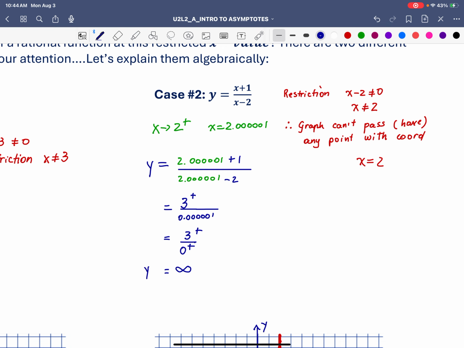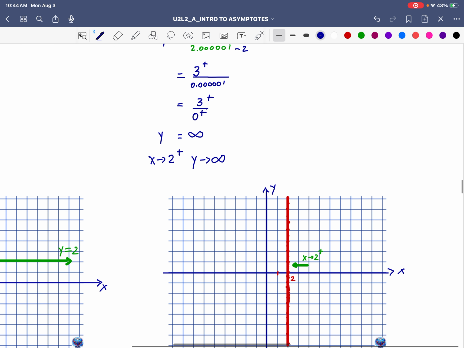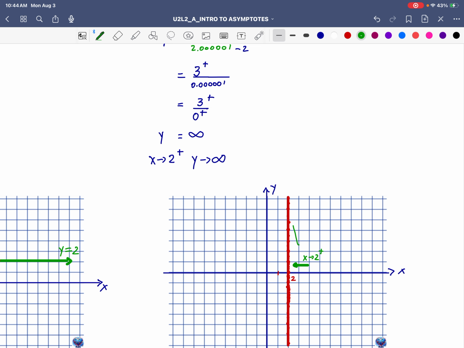So therefore, we're going to say that when x is approaching 2 from the right-hand side, the y values are approaching infinity. So that means that the graph of the function is going to go up like this as it approaches the vertical asymptote. Now, vertical asymptotes are never crossed. They're restrictions. Once a restriction, always a restriction.